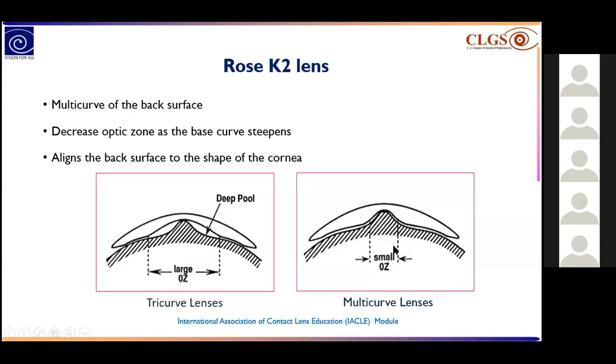With this multi-curve lens design, the lens aligns really well with the shape of the cornea, and it also has a very small optic zone as compared to conventional RGP lenses. A smaller optic zone gives us the option of a much steeper base curve, which helps in fitting keratoconus. That's why the keratoconus patient is fitted with Rose K2 lenses instead of conventional RGP lenses, because of this optic zone diameter.